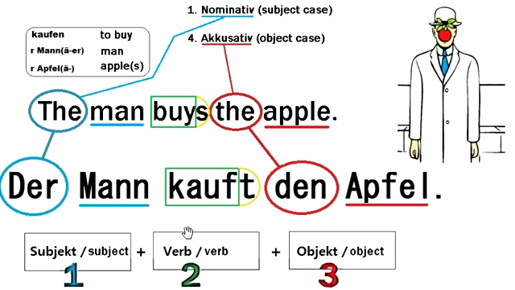So I've marked these functions with different colors. Here you can see the sky blue noun with the article, which is the subject. And here the object is marked in red. And this green-yellow construction here, that is the verb.